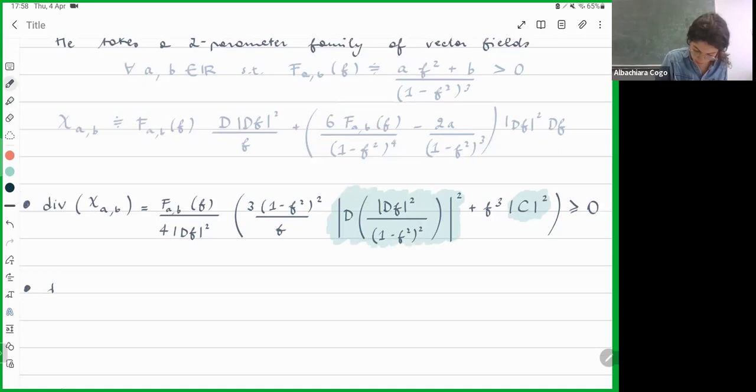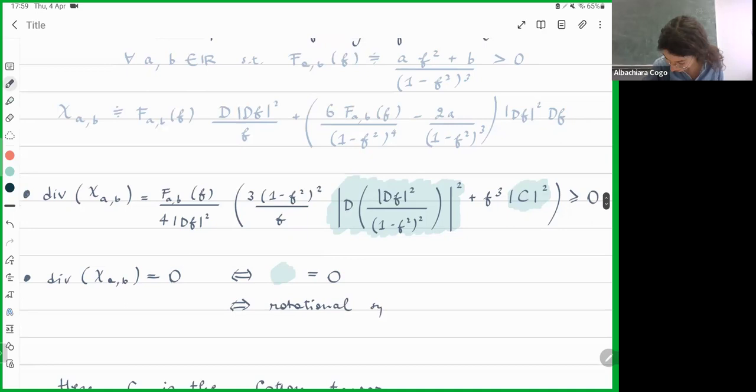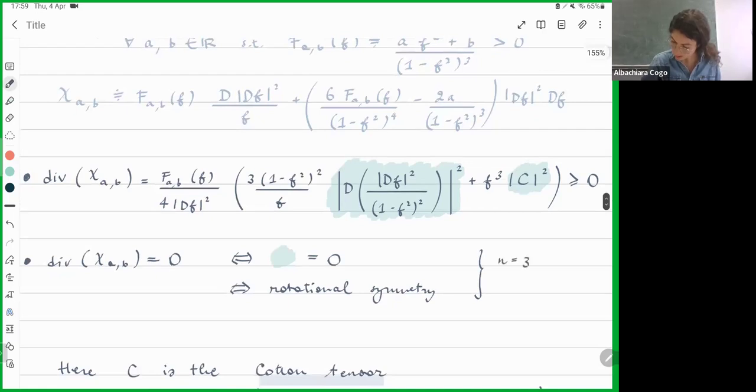So the divergence of the family of vector fields that he has is zero if and only if these 2 quantities are zero. The quantities in blue are zero. Then he detects rotational symmetry via these 2 equations, and concludes rotational symmetry. Actually, maybe I will mention it later, but in dimension 3, these 2 equations, so these 2 quantities being zero, are redundant. So actually one needs only one of them.